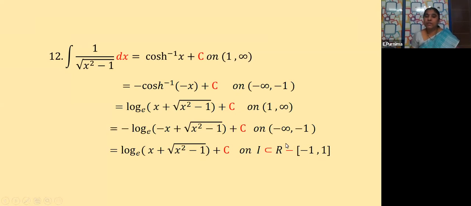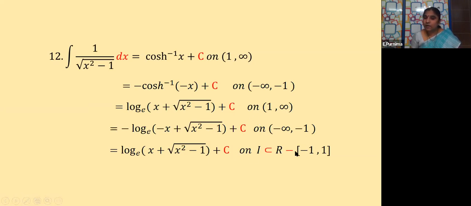Okay, children. So what is this here? If you observe this one, we have 5 formulas. But just to see here, on the interval 1 comma infinity, we have 2 formulas. One is cos h inverse x and the other one is log x plus under root of x square minus 1. And on the interval minus infinity comma minus 1, you have 2 formulas. One is minus cos h inverse of minus x, and the other is minus log of minus x plus under root of x square minus 1.